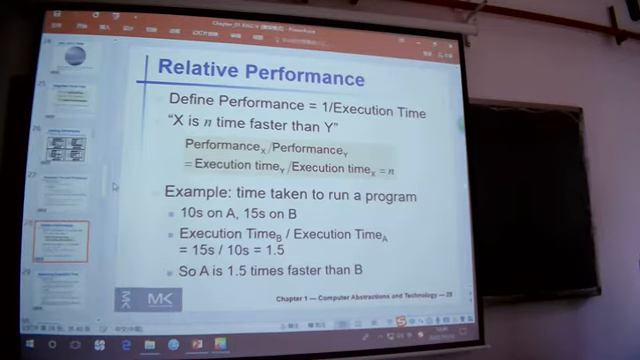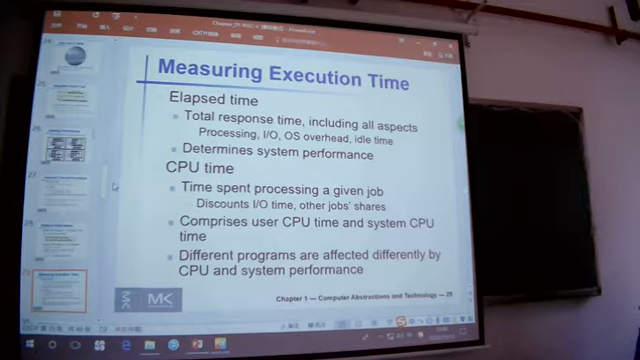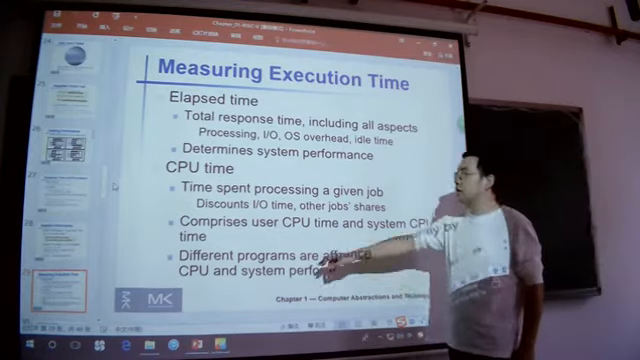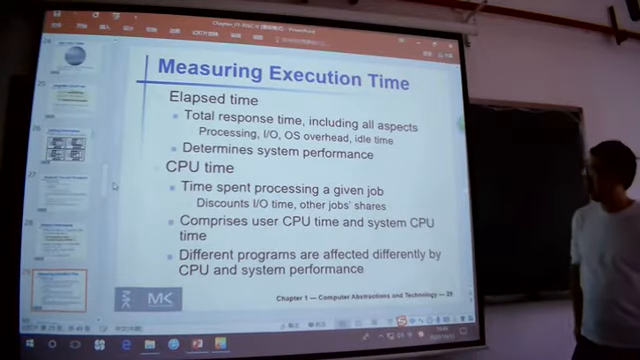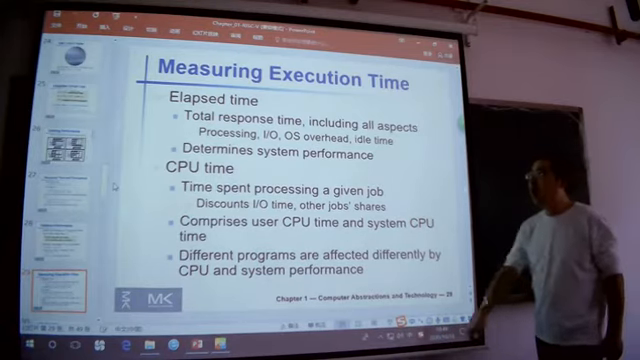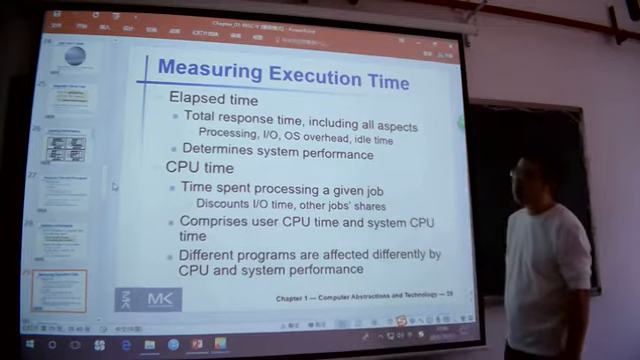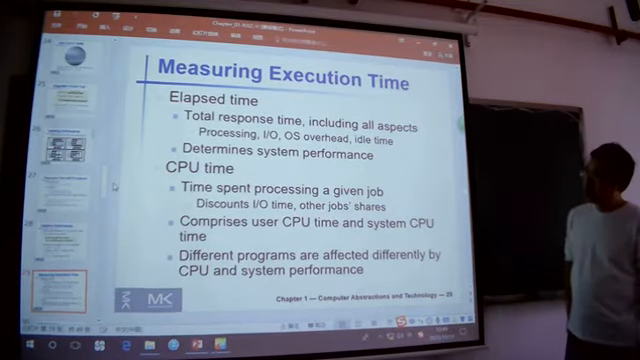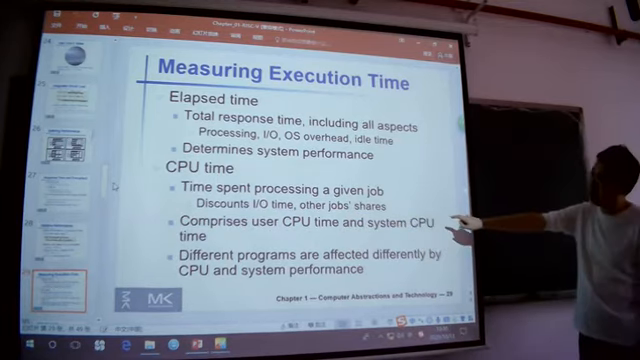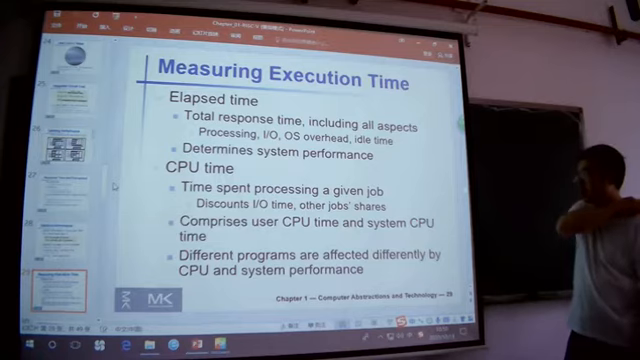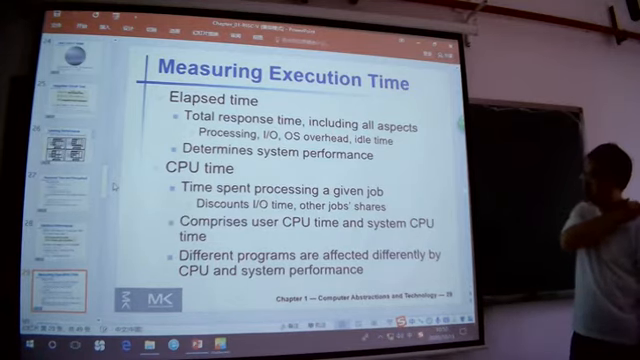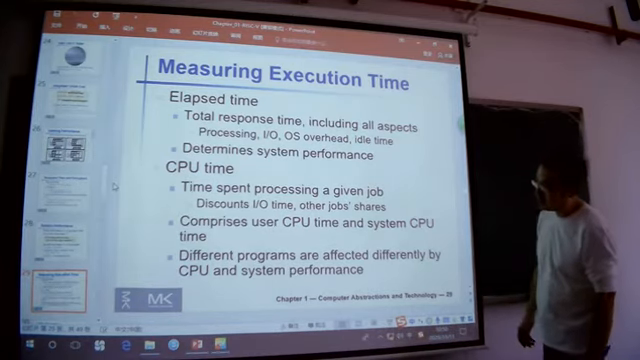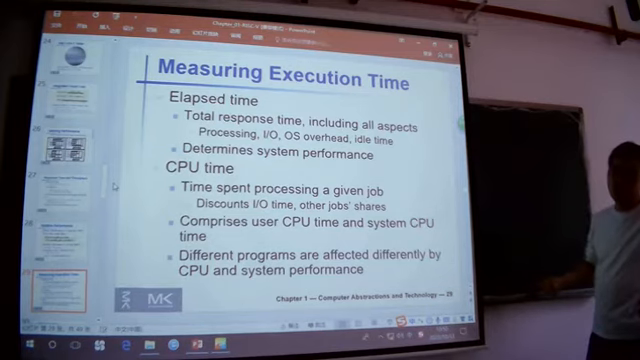Okay. Elapsed clock time and CPU time: we can find the CPU time is important. It is the time spent processing a given job, and it discounts I/O time. I/O means input and output. Other jobs share the machine, so the time spent processing is very important. You can find it comprises user CPU time and system CPU time. Different programs are affected differently by CPU and CPU performance. So CPU is important for the computer, for performance, for the system. When we buy a computer, we compare several CPUs to choose.